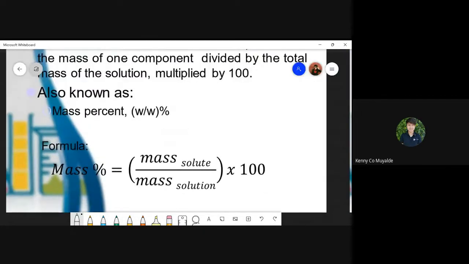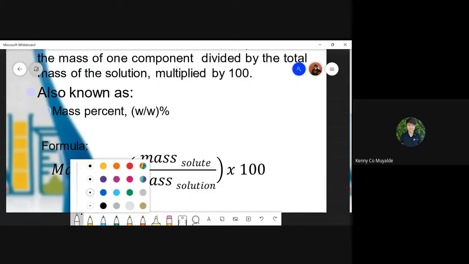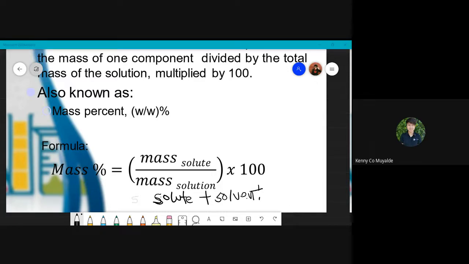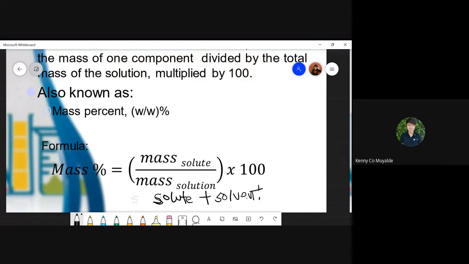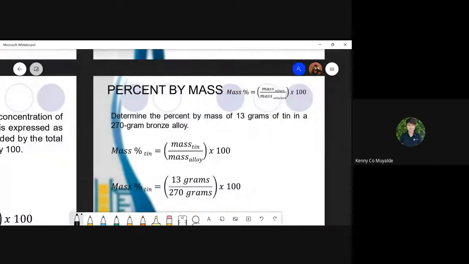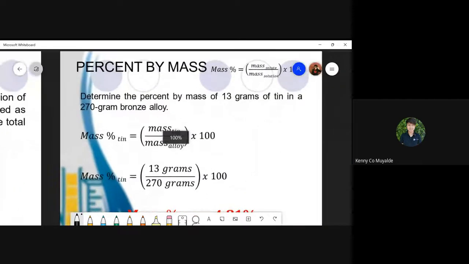So that means dito, when we say mass of the solution, this is equal to the sum of the solute plus solvent. Okay? So, let me check if nag-appear nga. Okay. So, pagpasensya nyo na yung sulat. So, that is how we get the mass of the solution. Now, let's go to the first question, which is percent by mass.